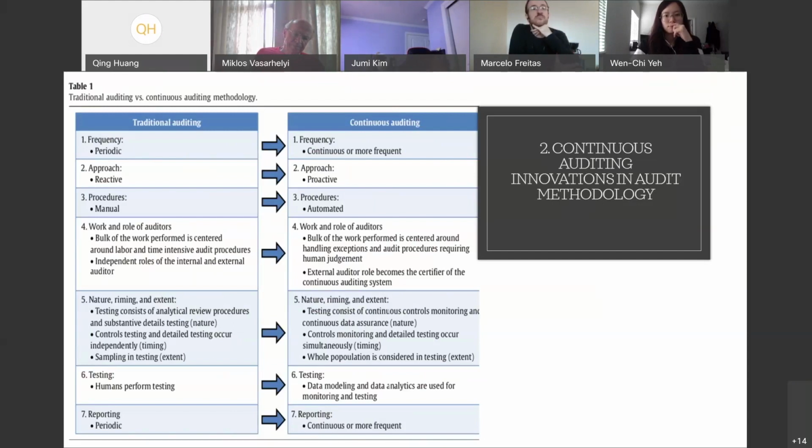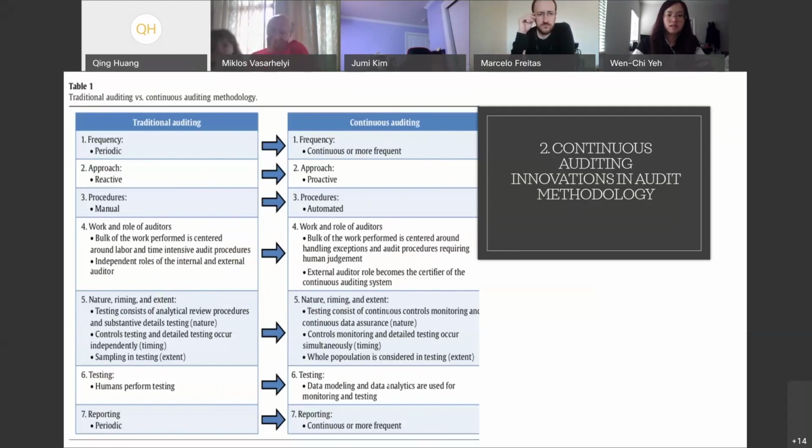Well, the next is about the approaches. In traditional auditing, the accounting information is audited on an annual basis, so material errors or fraud can go undetected for months. In contrast, continuous auditing occurs on a more frequent or continuous basis. So the continuous monitoring and testing of transactions allows auditors to actively detect and investigate exceptions.